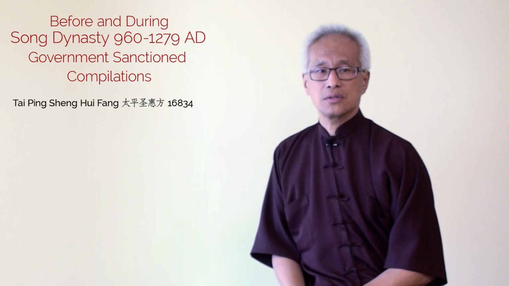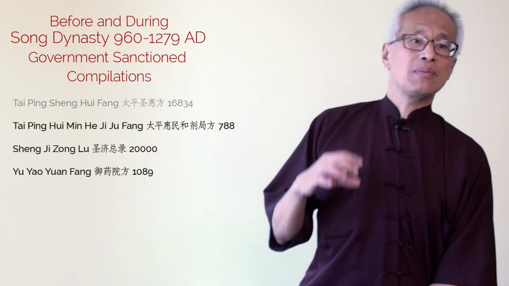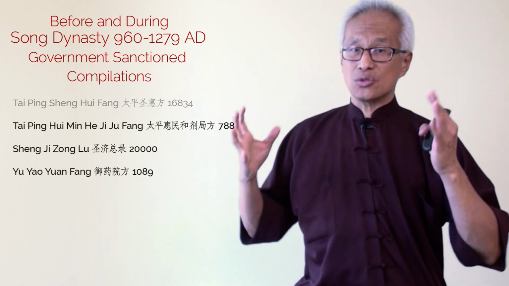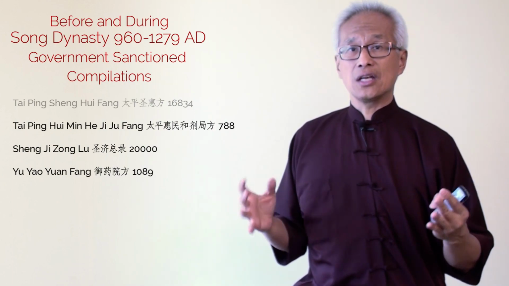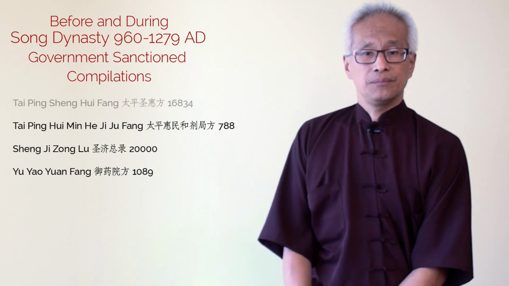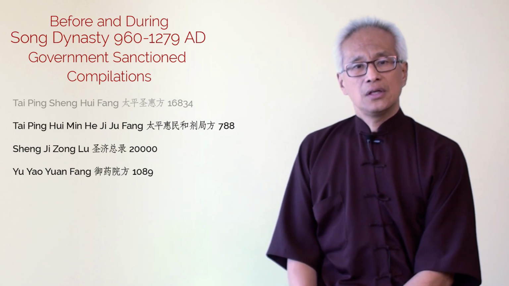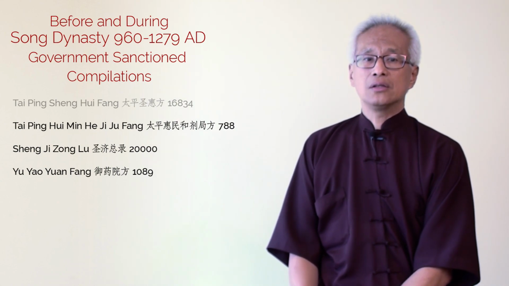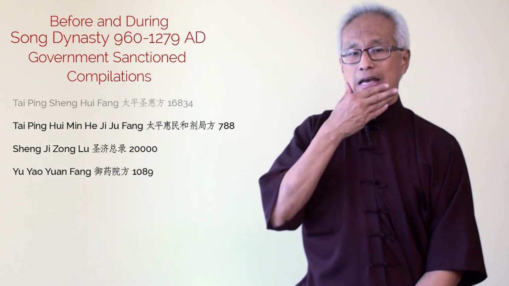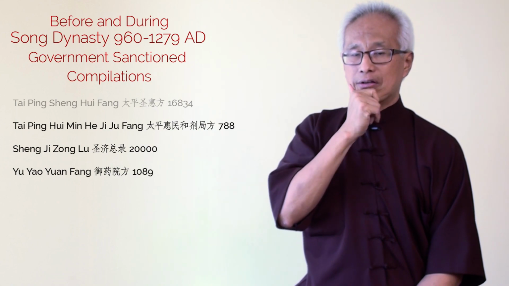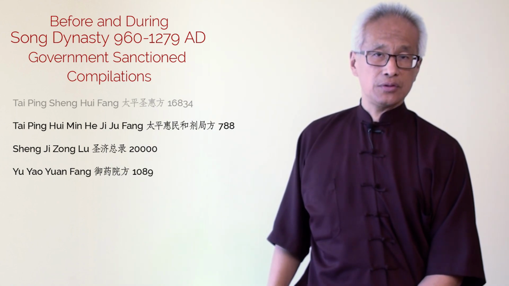astronomically. For example, Shen Hui Fang has about 16,834 formulas. Hui Ming He Ji Ji Fang has about 788 formulas. That's actually the smallest one. But imagine if you're studying this, that's going to be a problem. That's going to be hard to study. And then you have Shen Ji Zong Lun, about 20,000 formulas. You have Yu Yao Yan Huang, that's about 1,087 formulas.